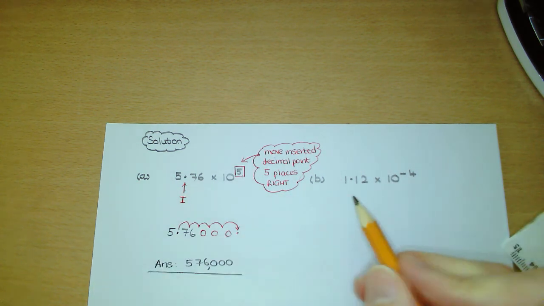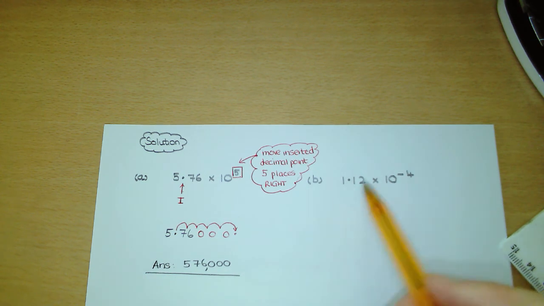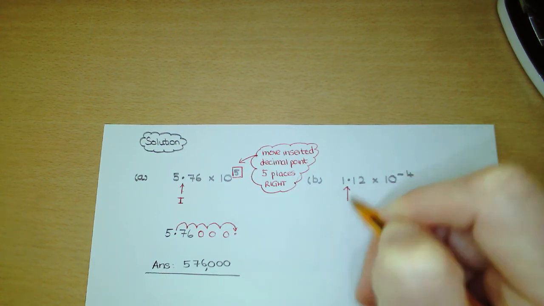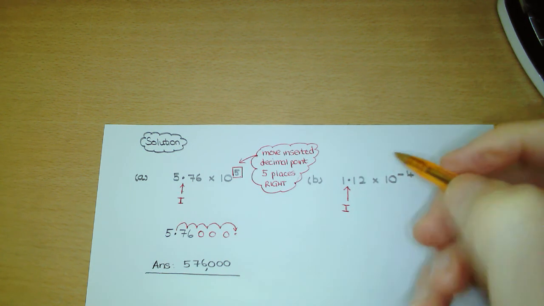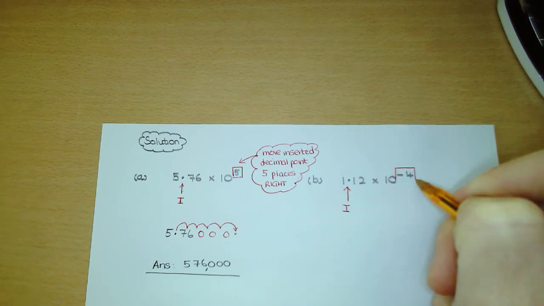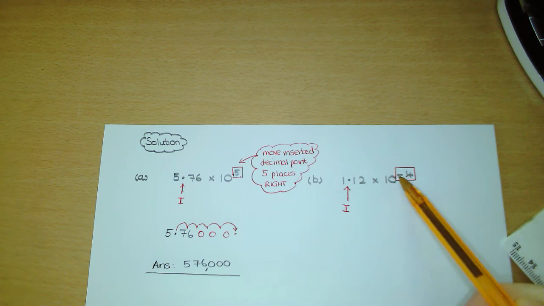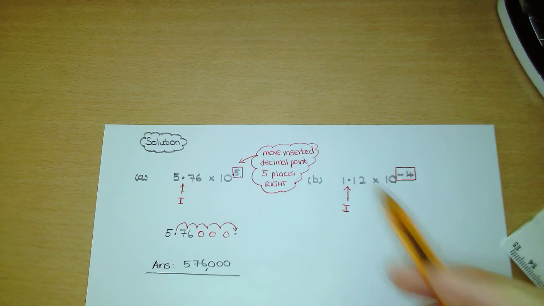Example B, so we've got 1.12 times 10 to the power minus 4. It's clearly in standard form. We've got a number between 1 and 10 multiplied by 10 to a particular number. So first of all, identify where the inserted decimal point is. So it's between the 1 and the 1. Then look for the power of 10. The power of 10, remember, tells you how many places and what direction you have to move to get from the inserted decimal point back to the original.